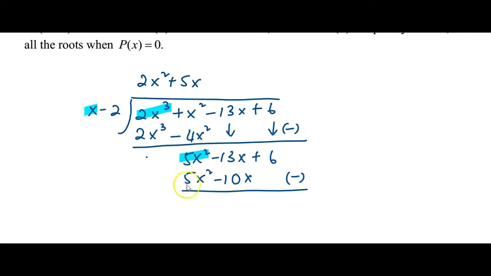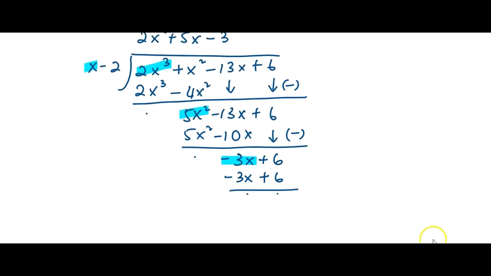So the first term, after you have taken the minus, you get 0, and negative 13x minus negative 10x, you will have negative 13x plus 10x, that you obtain negative 3x plus 6. Bring down the 6. Then after that, focus on the first term again. The first term, negative 3x divided by x, what do you have? You have negative 3. Or you say that negative 3 multiplied by x gives negative 3x. And don't forget, negative 3 needs to multiply by negative 2, you get positive 6. Then you get the remainder 0.